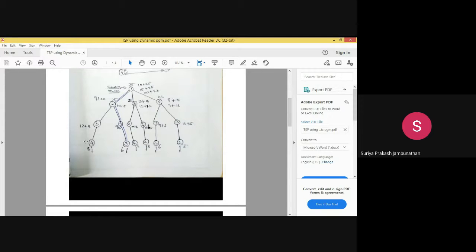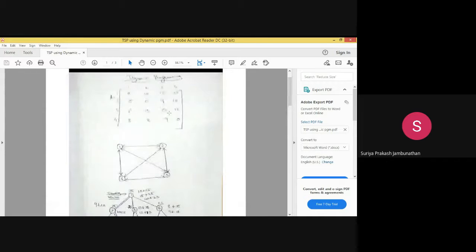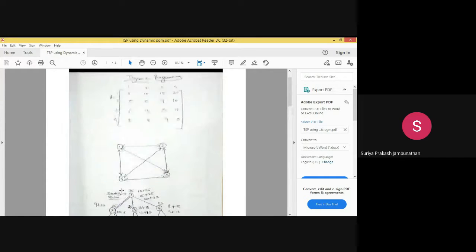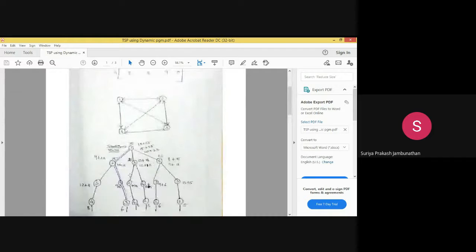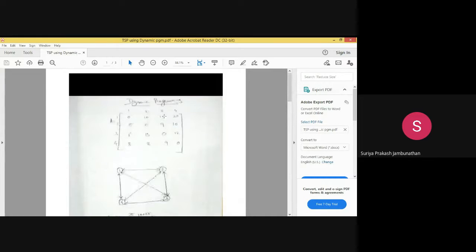That has to be added with the 3 to 4 distance. So what is the 3 to 4 value? 3 to 4 the value is 12. So 12 plus 8 we are putting here. Next, 4 to 3, what is the distance? 4 to 3 the value is 9. So 9 plus 6 we are putting. 2 to 4, the value is 10.